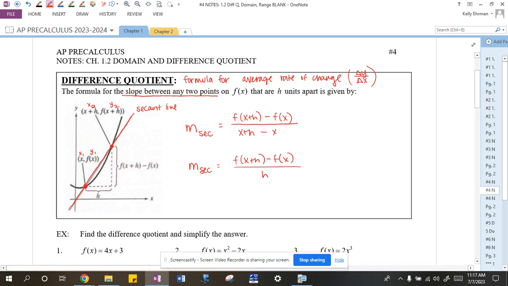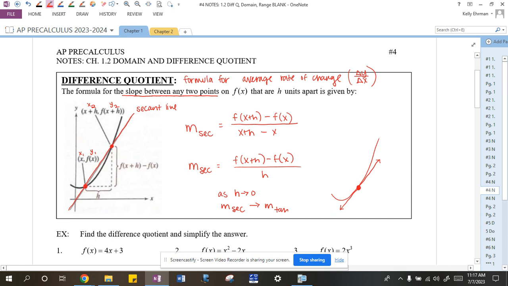And the smaller h gets, the closer these 2 points get together. So as h approaches 0, the slope of your secant line approaches the slope of a tangent line. A tangent line is, here's f of x. What's the slope of a point that just shares that one point of tangency? What's the slope of this tangent line instead of the slope of a secant line?